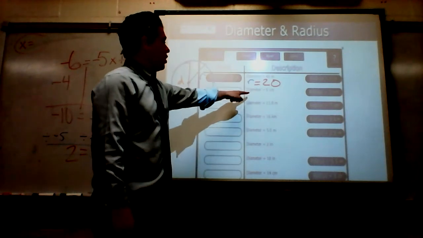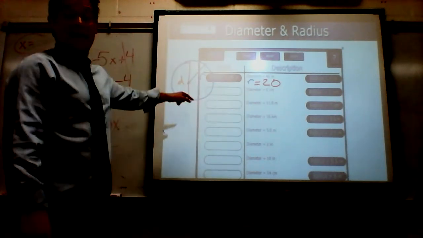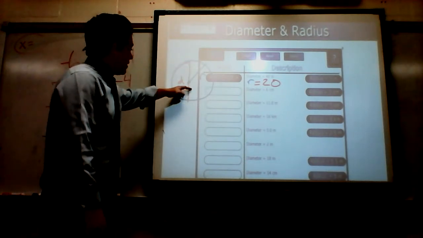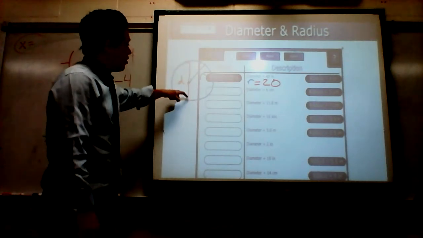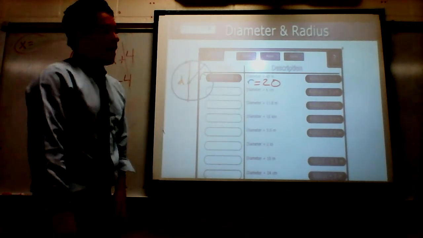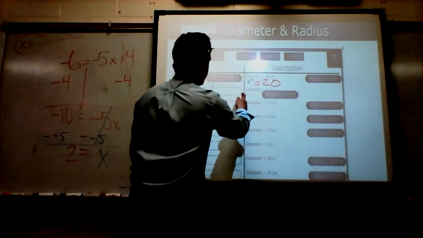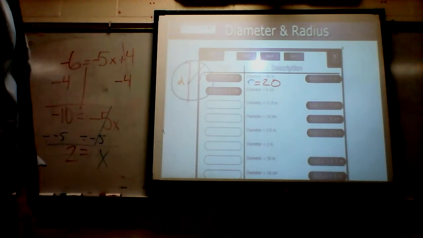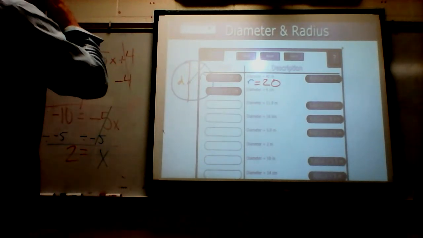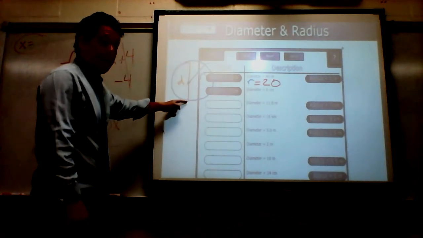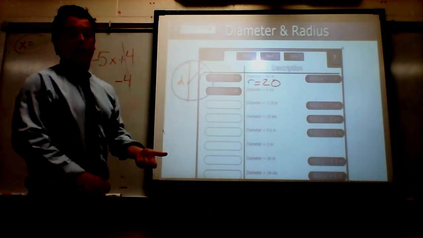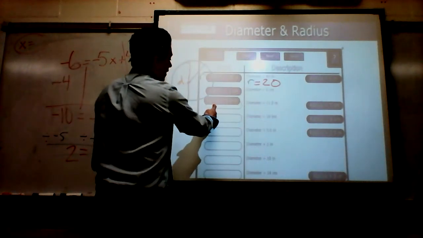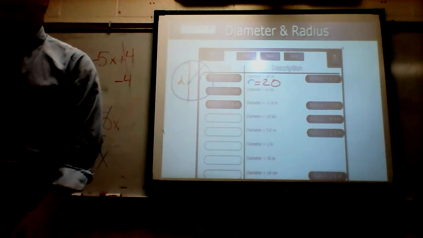Number 2 says the diameter is 6. Again, I'm going to use my diagram to help me think about this. If the diameter is 6, the radius is half of that. Half of 6 is 3. The third one says the diameter is 11. Again, the diameter is the long piece. The radius is half of that. 11 divided by 2 on my calculator gives me 5.5, or 5 1/2.